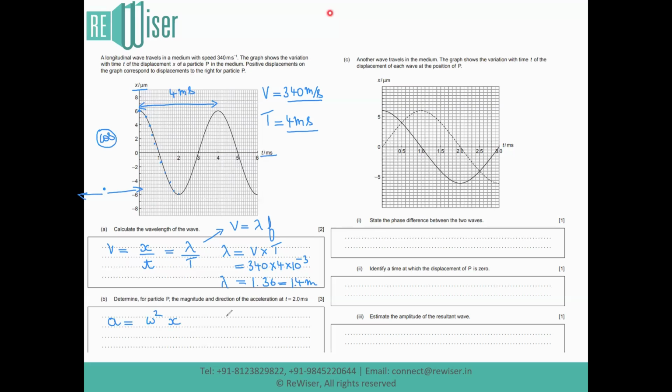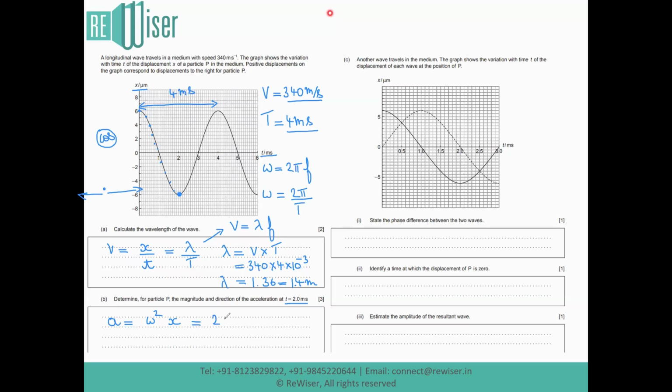x is its displacement. We notice that at time t equals 2 millisecond, the displacement is exactly this value, which is 6 into 10 to the power of minus 6 meters. Omega can be found out since we know the time period. The relationship between omega and frequency is omega is equal to 2 pi frequency. And since frequency is 1 by time period, it can also be deduced that omega is equal to 2 pi divided by time period capital T.